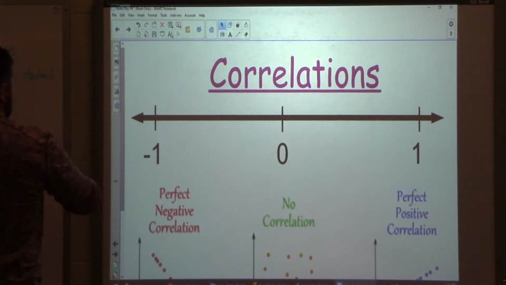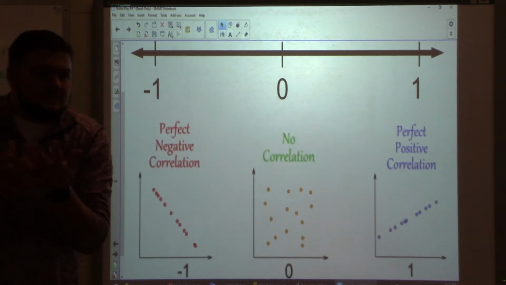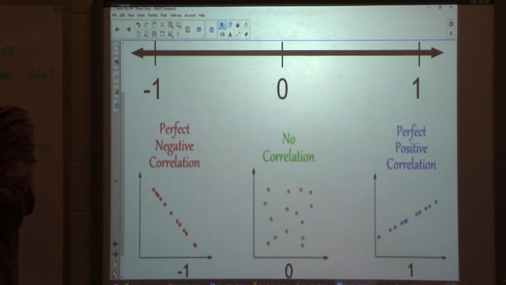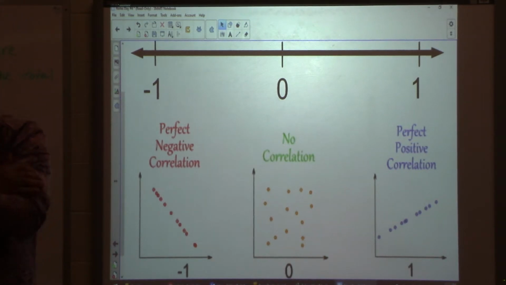So correlations. What do you think correlation is? What does that mean? Nothing? It means nothing to you guys? Like if I say negative correlation. Like the same. They all have something. Like the same, right? They have the same direction, right?